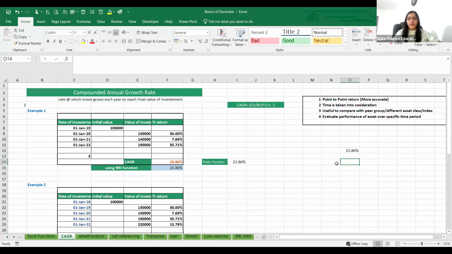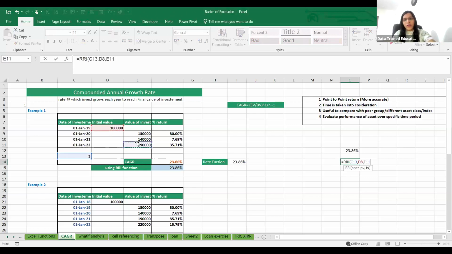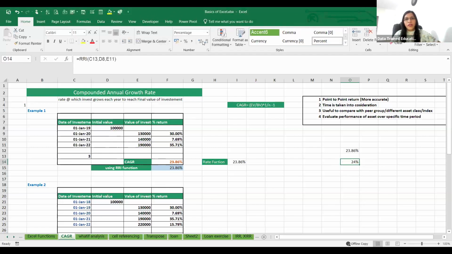Now RRI, in some of the software, it is not enabled. Simply write Nper, that is 3. Here you need not put a negative sign. It is not required. You simply write these 3 parameters and you will get your answer. If you want to convert it into percentage, the answer will be this. So you asked about the RRI function.